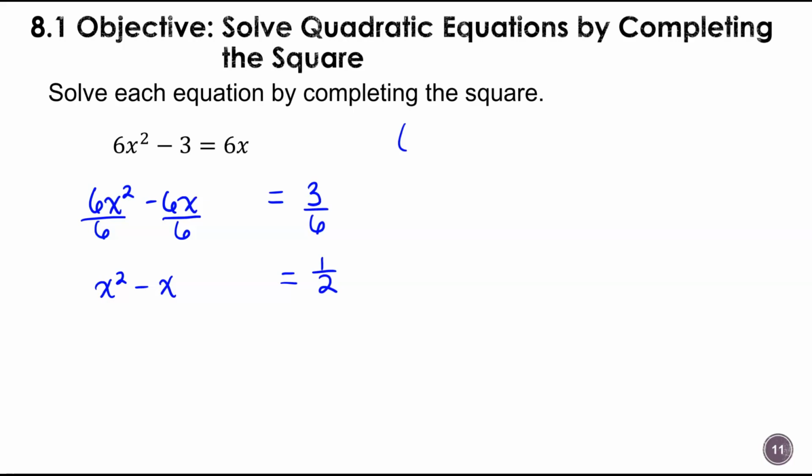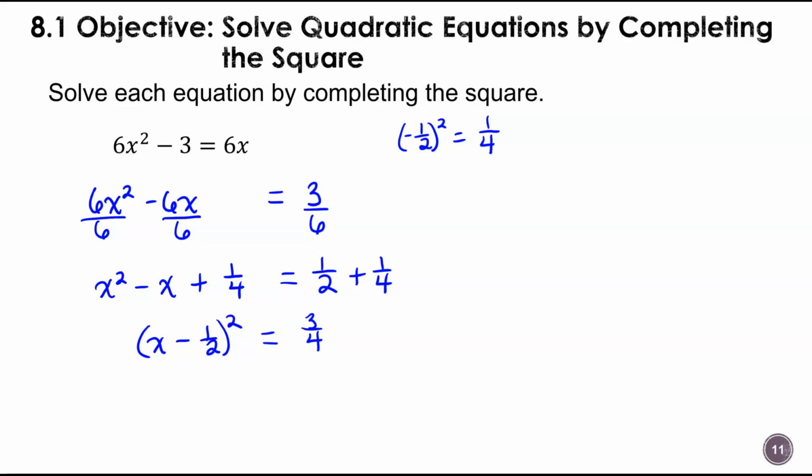Now earlier we did take half of -1 and we squared it, which is 1/4. So we're going to add 1/4 to both sides of the equation. Then we're going to write the left-hand side in factored form, so that will be x minus 1/2 squared. Remember, the number that goes here is always what you found when you took half of the coefficient of your middle term. Then we're going to add 1/2 and 1/4, which is 3/4. I just know that, so I'm going to do that. You can always use your calculator.